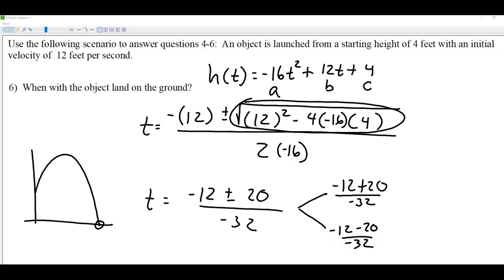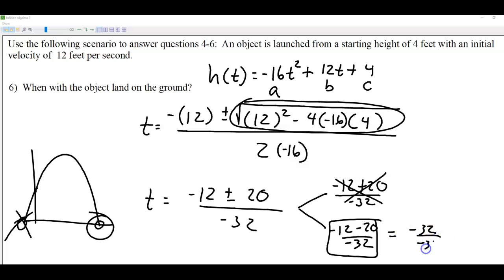Now, we get two answers because a parabola touches the x-axis twice. But I don't care about the one on the left. I only want the one on the right. The one on the right will be coming from the one where we have the subtraction, not the one with the addition. And so we only need to calculate the one on the right there. So negative 12 minus 20 is negative 32. And negative 32 divided by negative 32 is 1. And that's how long it takes to land on the ground, 1 second. Not very long. It's not in the air for very long.